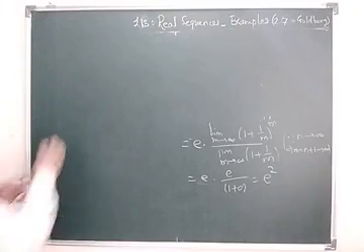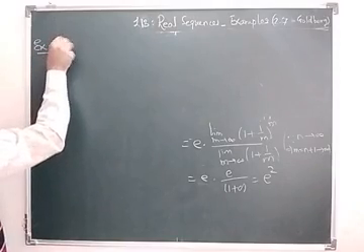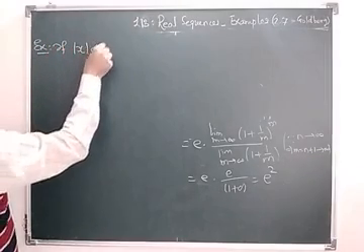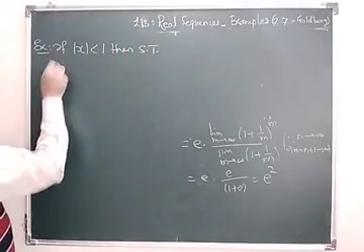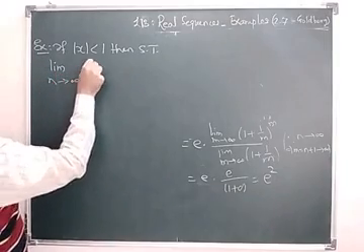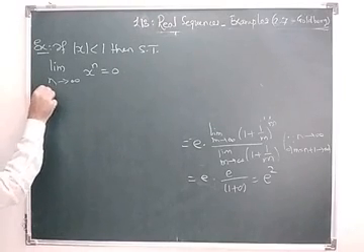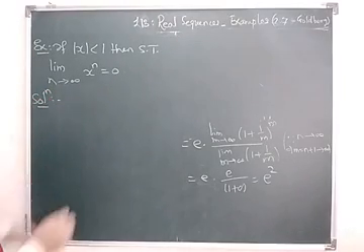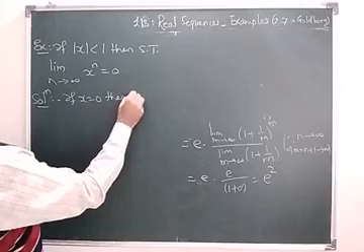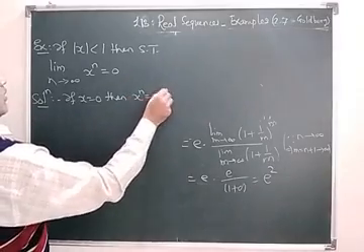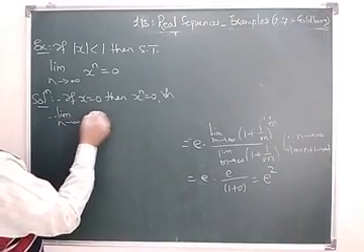Next example, if mod x is less than 1, then show that limit n tends to infinity of x raised to n is 0. Solution: if x is equal to 0, then x raised to n is 0 for all n, and therefore limit n tends to infinity of x raised to n is 0.